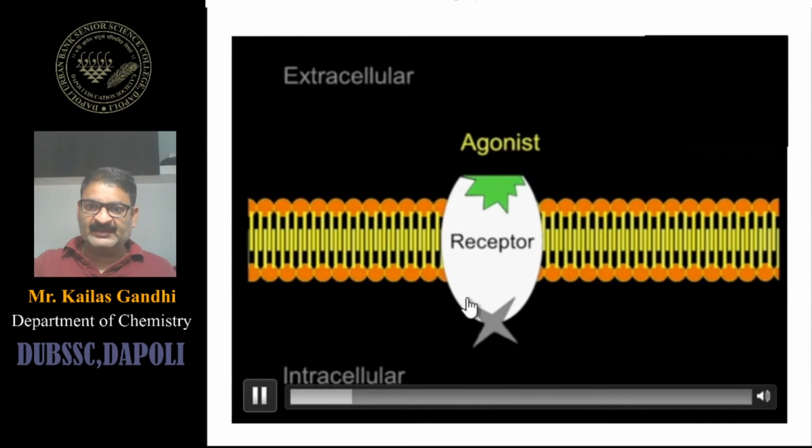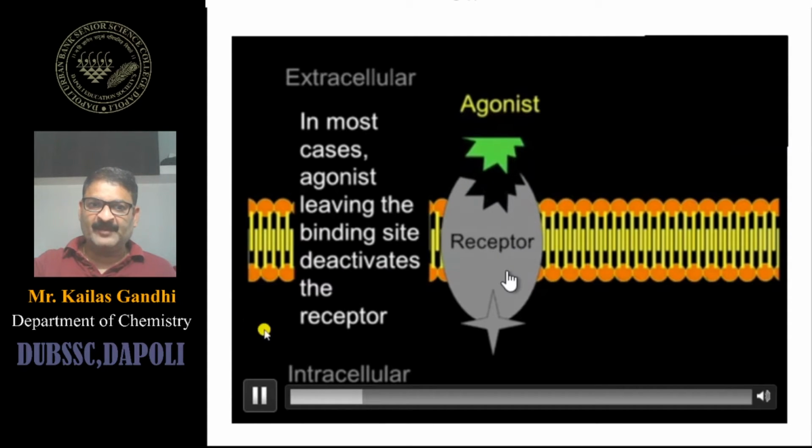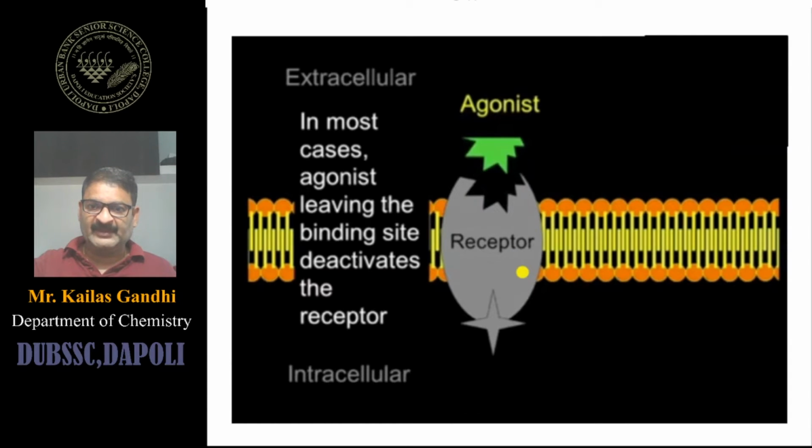But the agonist and receptor interaction has two types of functions. In a few cases, the agonist gets attached to the receptor and the receptor gets activated, but after the removal of the agonist the receptor becomes inactive. It means that only when it is attached to the receptor is the receptor in an active condition, and when the agonist is removed, then it becomes inactive. So this type of function is there in most of the cases.